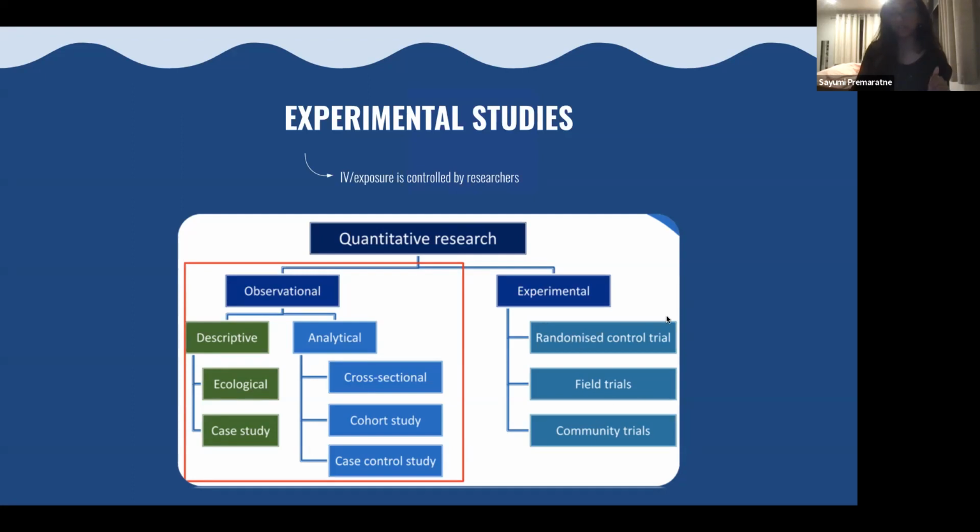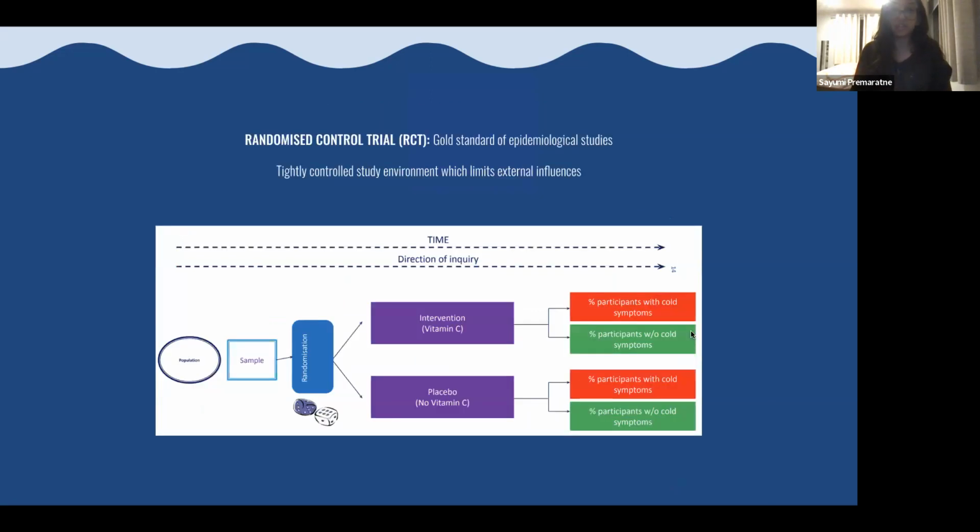The one that you pretty much only have to look at is randomized control trial. So a randomized control trial, this is the gold standard of epidemiological study, and that's because we control so many external factors and a lot of those biases that often skew the results in the other studies that we just talked about. So this is really important.